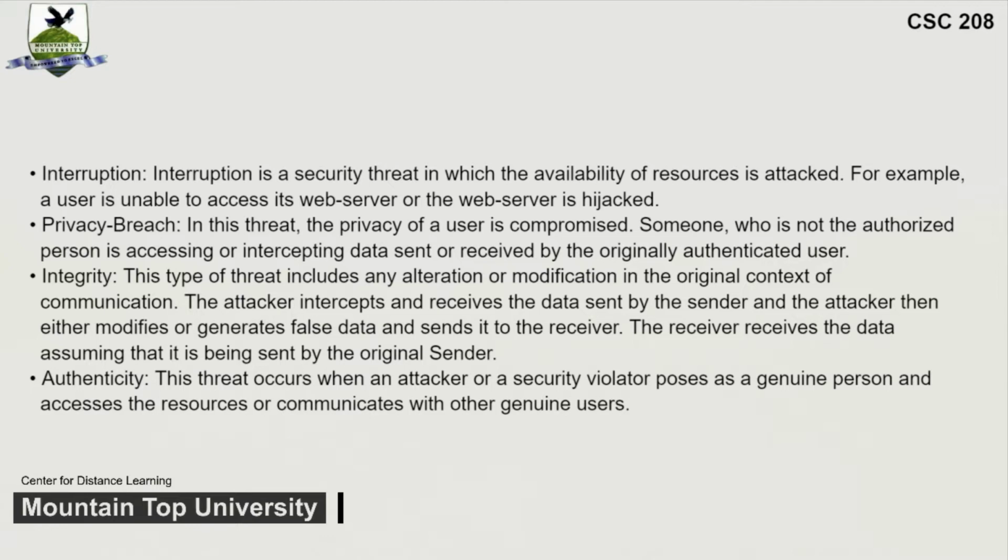Integrity: this type of threat includes any alteration or modification in the original context of communication. The attacker intercepts the data sent by the sender, and then either modifies it or generates false data and sends it to the receiver. The receiver receives the data assuming that it is being sent by the original sender.